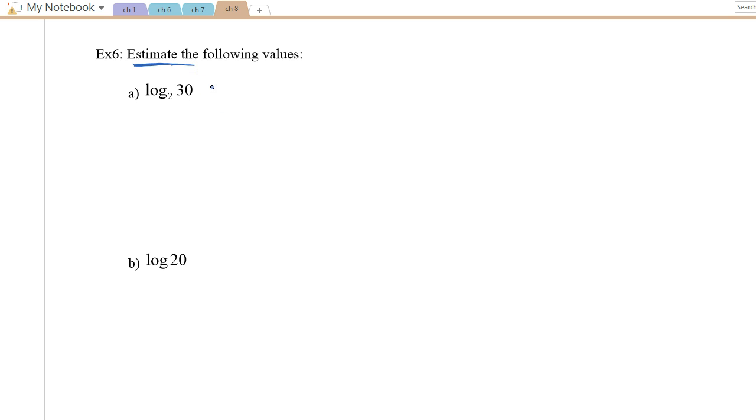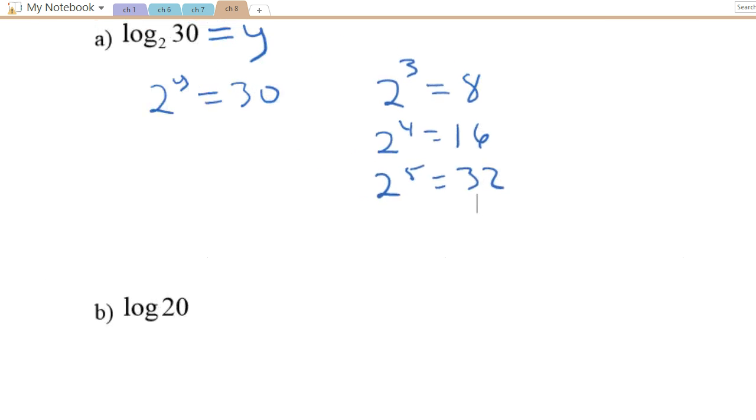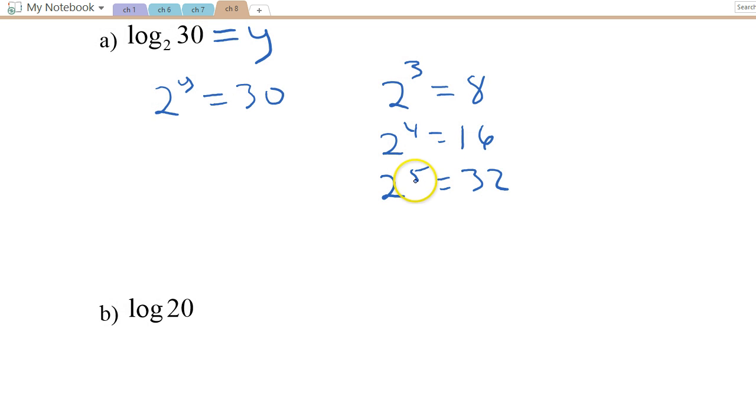So again, we're going to have to say equals y. So putting it in exponential form, we get 2 to the power of y is equal to 30. And here's where I have to go and say, oh, how do these powers of 2 work? 2 to the power of 3 is equal to 8. 2 to the power of 4 is equal to 16. 2 to the power of 5 is equal to 32. And now we need to do some estimation, okay? And it's going to be very close to 5. So I think a 4.9 would be a good estimate for that one. So something very close to 5.